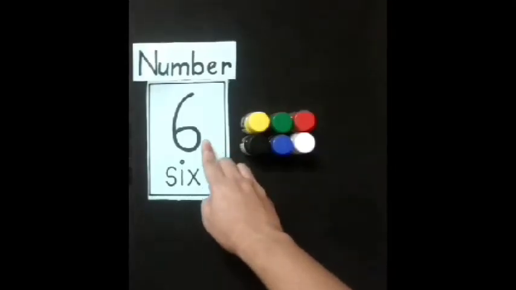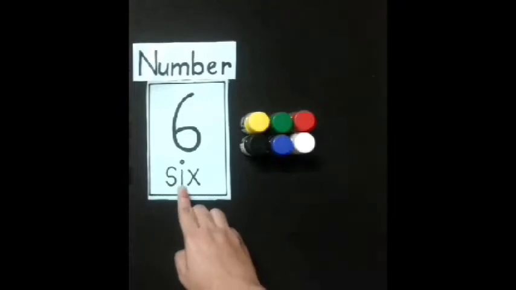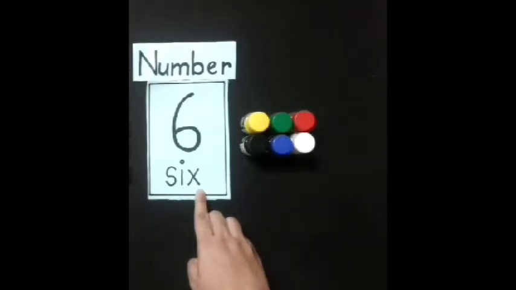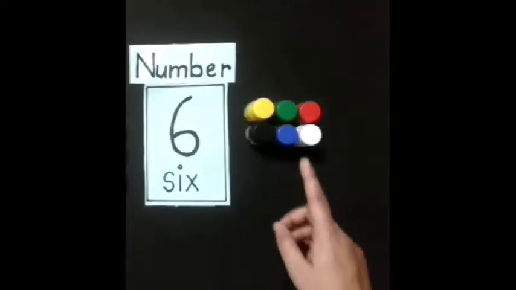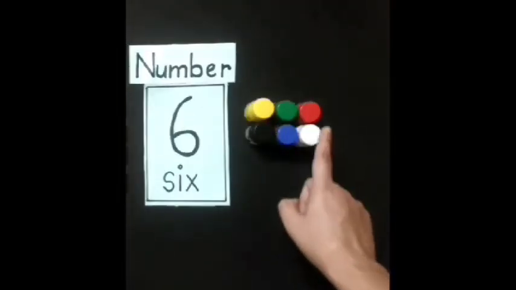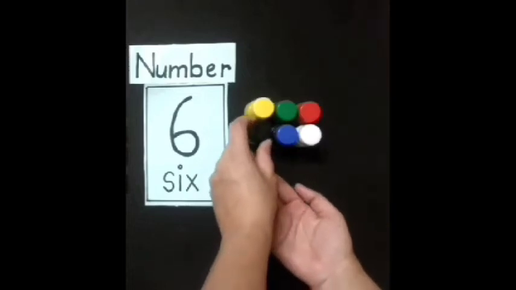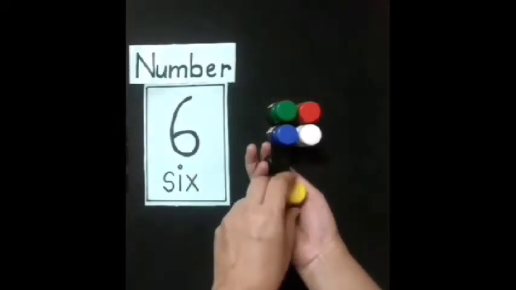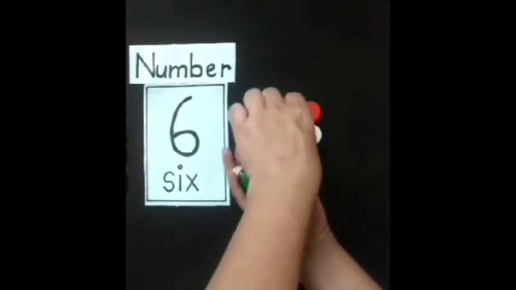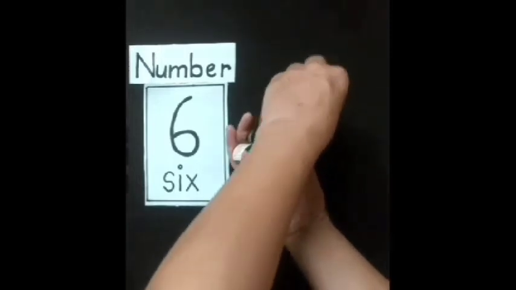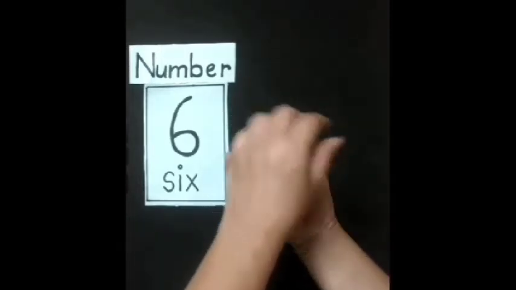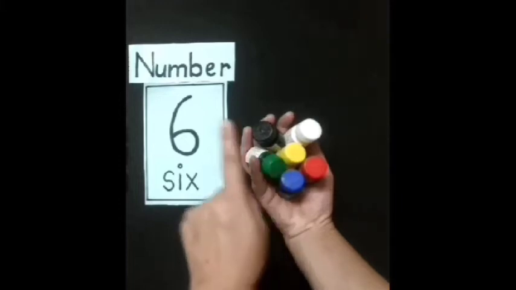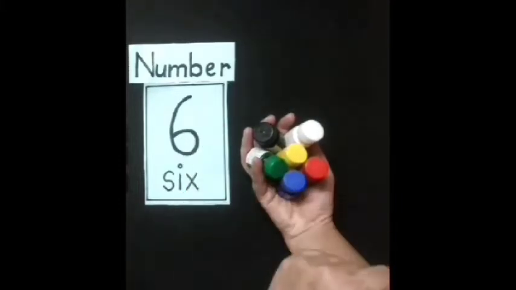This is number 6. S-I-X 6. 6 means 6 objects. Now we will count these poster colors. 1, 2, 3, 4, 5, 6. These are 6 poster colors.